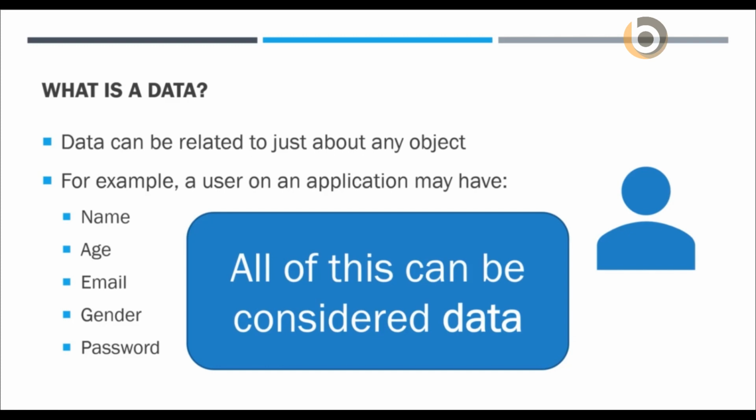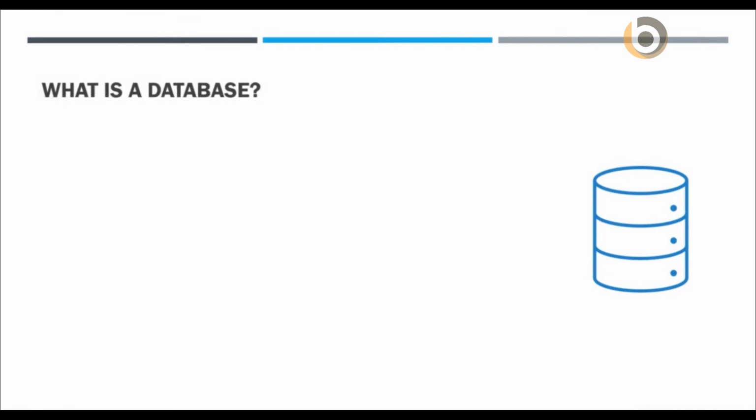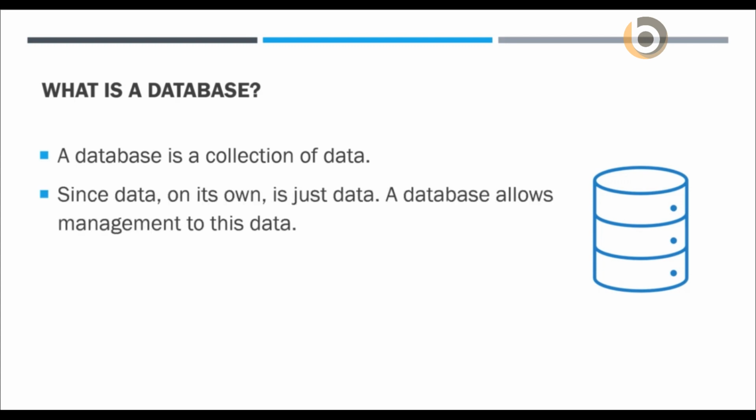Think of a user on your favorite social media platform. This user may have a username, a profile picture, and may even have some posts, images, and other objects of data that other users may be able to look at. Programming is all about how to handle data. So let's rewind a little bit and go back to how we handle data. A database is how we handle data. And a database, again, is a collection of data. Since data on its own is just data, a database allows the management of this data.